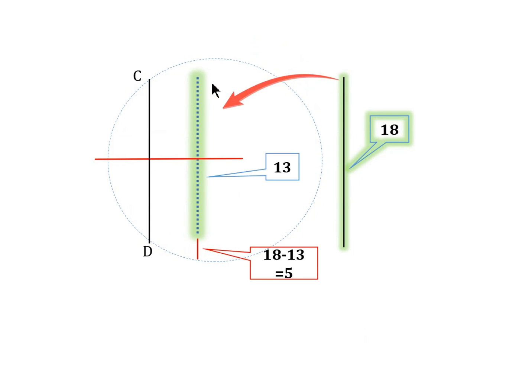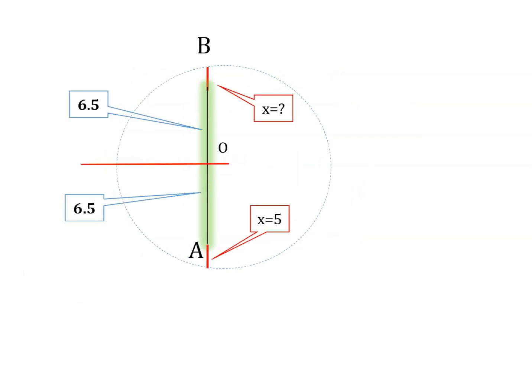And from the question, this line is saying this is actually 18, right? But the green part we found is 13, so the red part will be 5, because altogether it is 18 and this portion is 13. So 18 subtract 13 is 5. So we have the value of x is 5, of course.